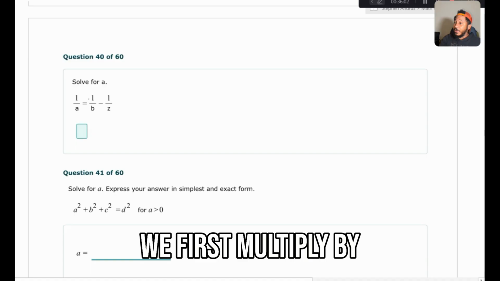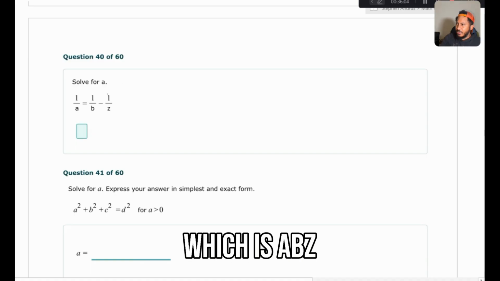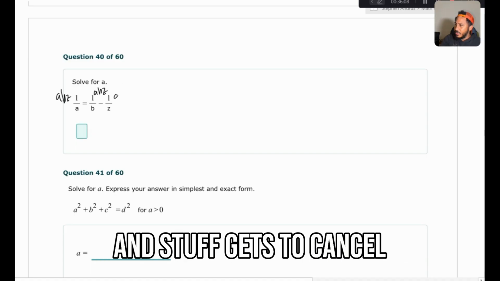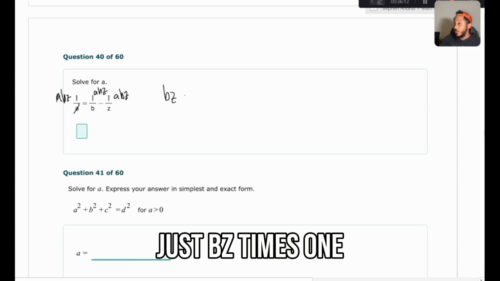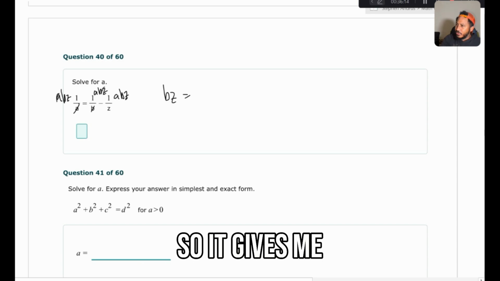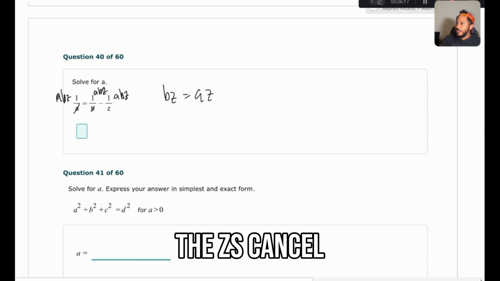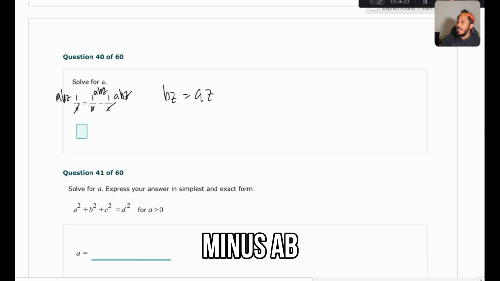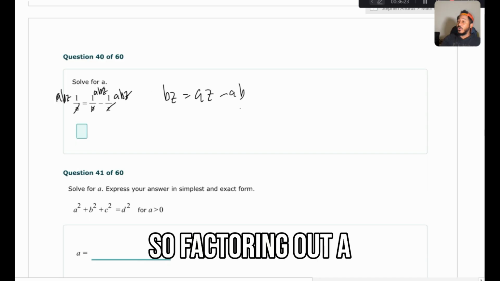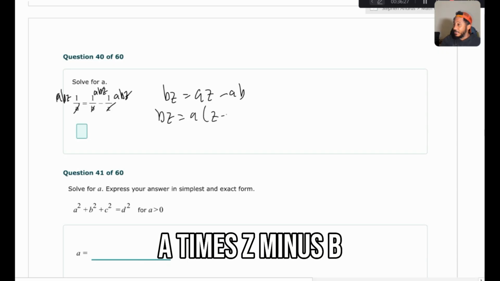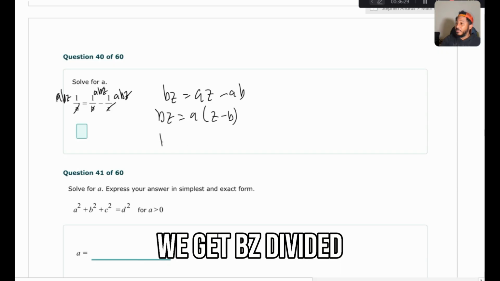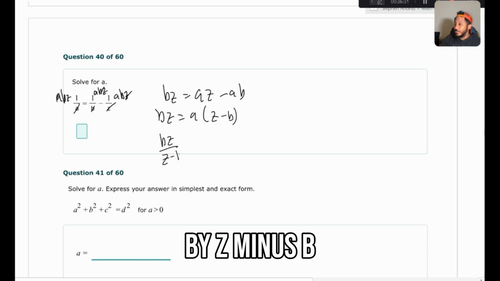Here to solve for a, we first multiply by the LCD, which is abz. So multiply everything by abz, and stuff gets to canceling. Like here, the a's cancel, so it gives me just bz times 1. Here, the b's cancel, so it gives me az times 1. And here, the z's cancel, so it gives me minus ab. Now I'm solving for a, so factoring out a, we get bz equals a times z minus b. And now dividing, we get bz divided by z minus b is a.